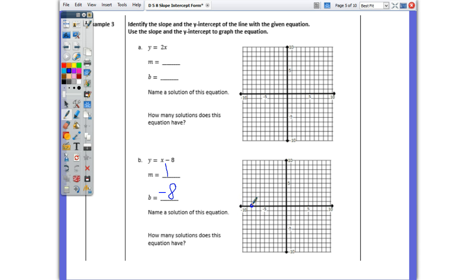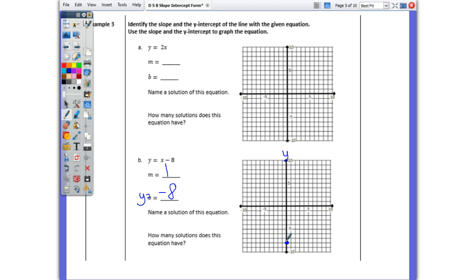No, absolutely not. Why not? Because my point has to be on the y-axis somewhere, never on the x when we're doing it this way. So where do I need to put that dot instead? Do I start at the 1 or the negative 8 on the y? I need to be on the b. The y-intercept is the negative 8, so get your point down here.